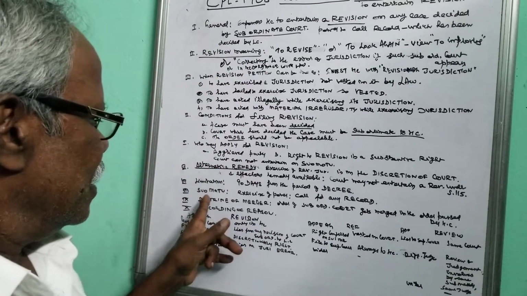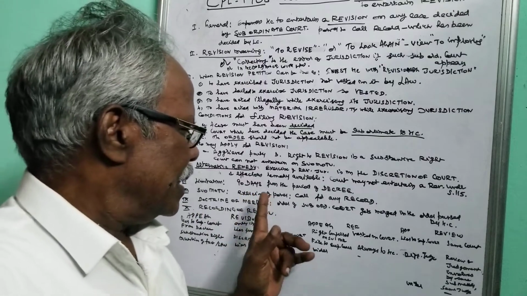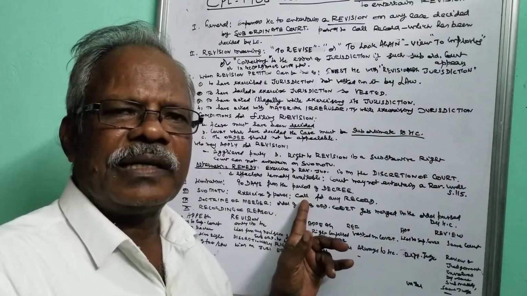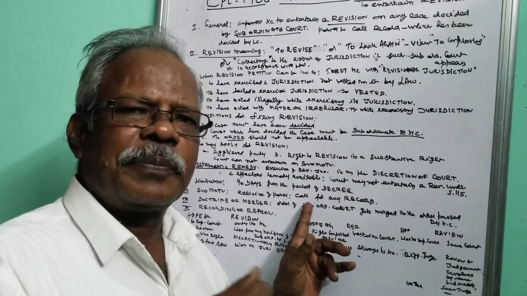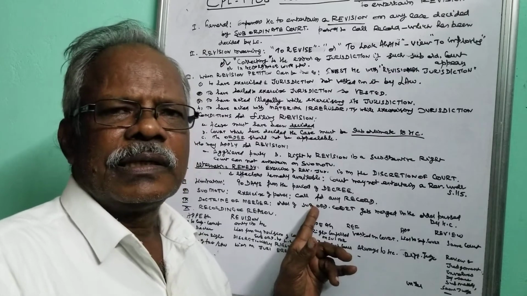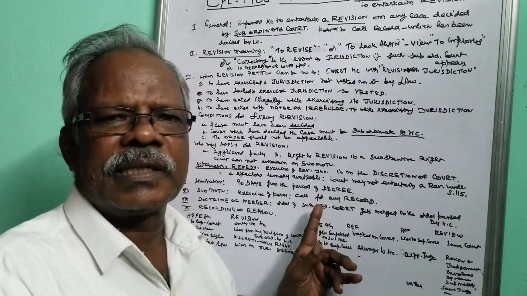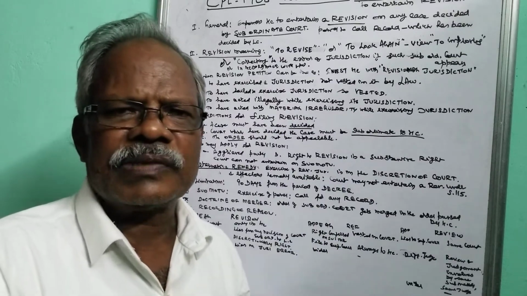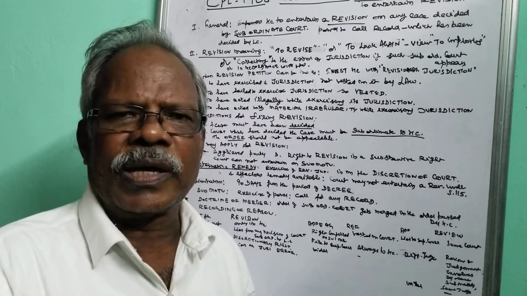And suo motu. The exercise of power: being the court of record, the power to call for the records from the lower court is vested with the High Court. So the High Court on its own can ask for the records from the lower courts.